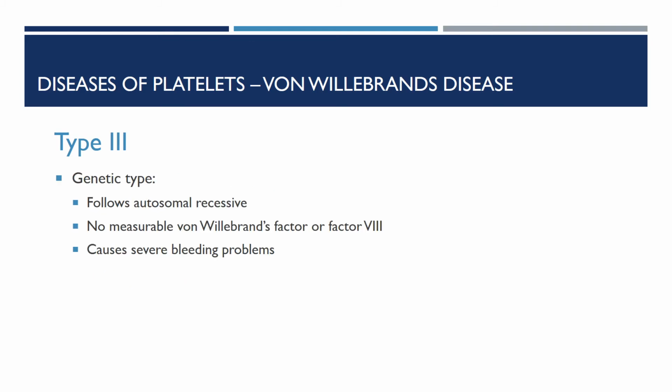Type 3, this is going to be your genetic type, right? So this type follows an autosomal recessive kind of inheritance pattern. There's no measurable von Willebrand factor or factor VIII. Okay. And so now we can't generate this blood clot because now we're missing two things. Okay. And so you can see severe bleeding problems as a result of this.